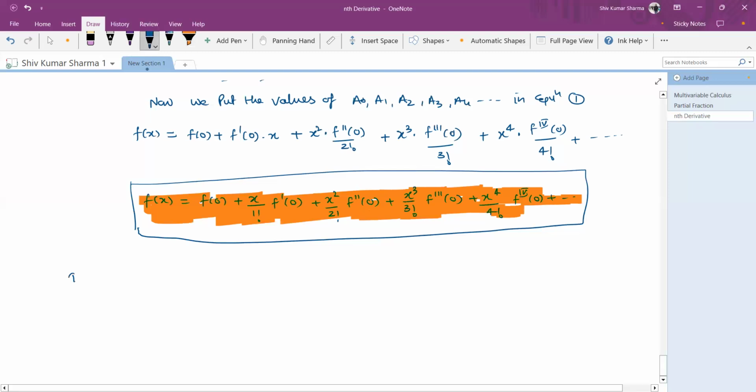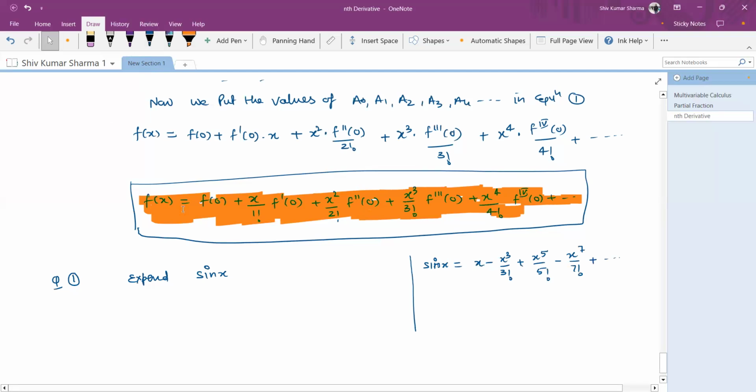Question number 1: expand sin x. First, we write down the expansion of sin x that we remember. The expansion of sin x is x minus x cube upon factorial 3 plus x raised to the power 5 upon factorial 5 minus x raised to the power 7 upon factorial 7 plus and so on.